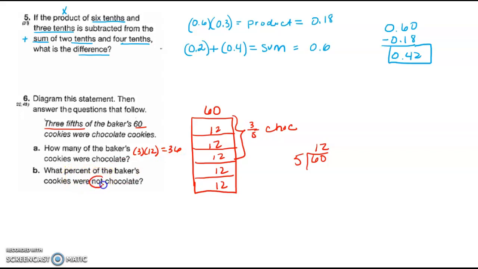And then it says, how many were not chocolate? I can take the 60 and subtract and get 24, or I can do 2 times 12 and get 24. So that's my answer.